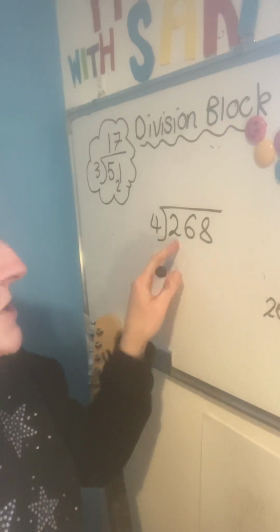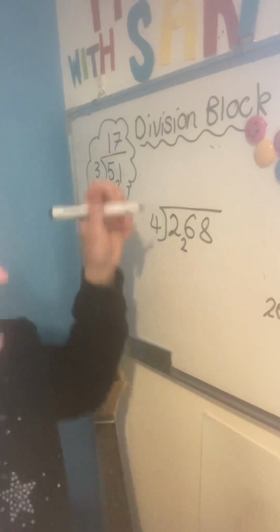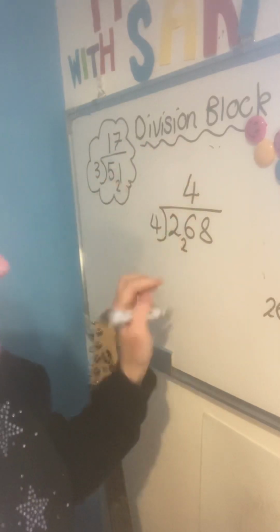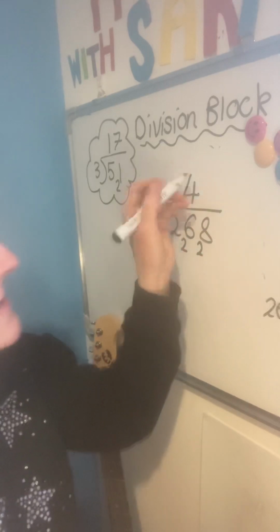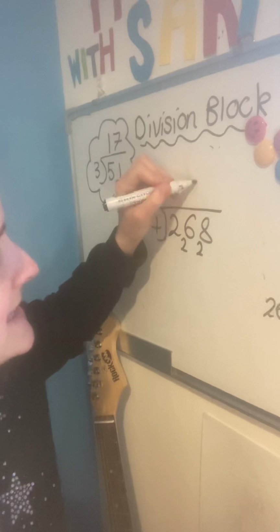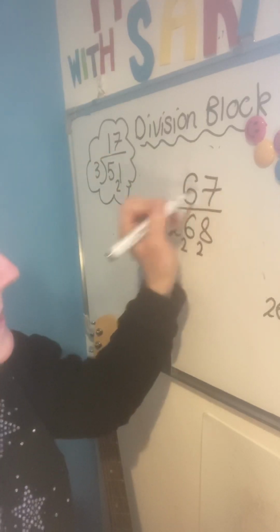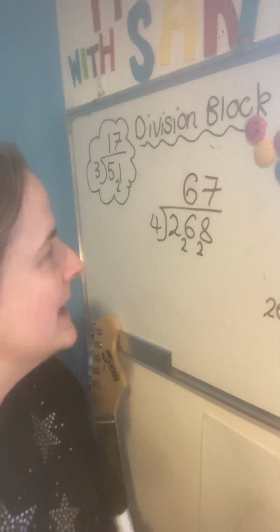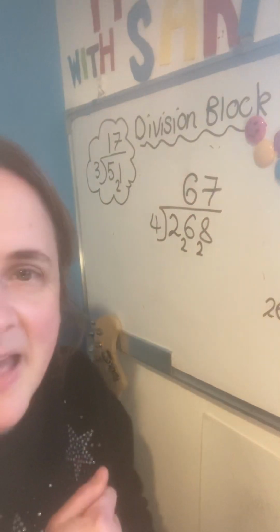So how many 4s in 2? Doesn't divide. How many 4s in 26? 6, remainder 2. How many 4s in 28? 7. Sorry, I would take it again, but I've had so many takes. Sorry about that mistake. And get the answer 67 that way.